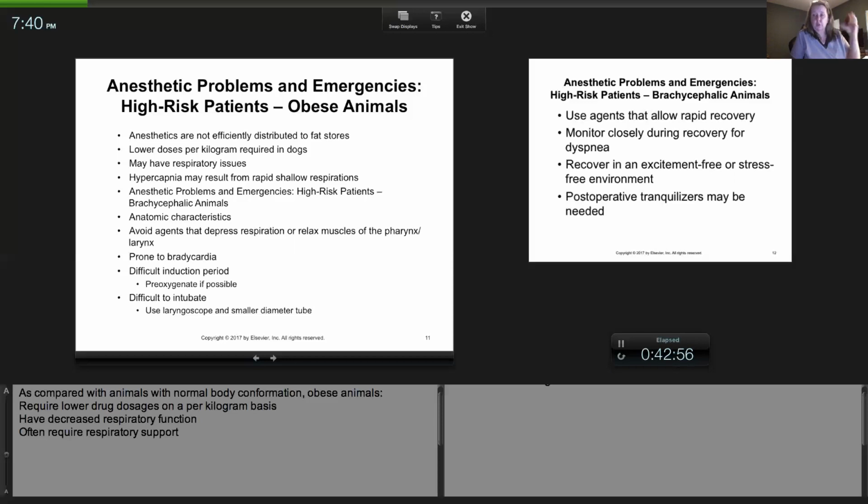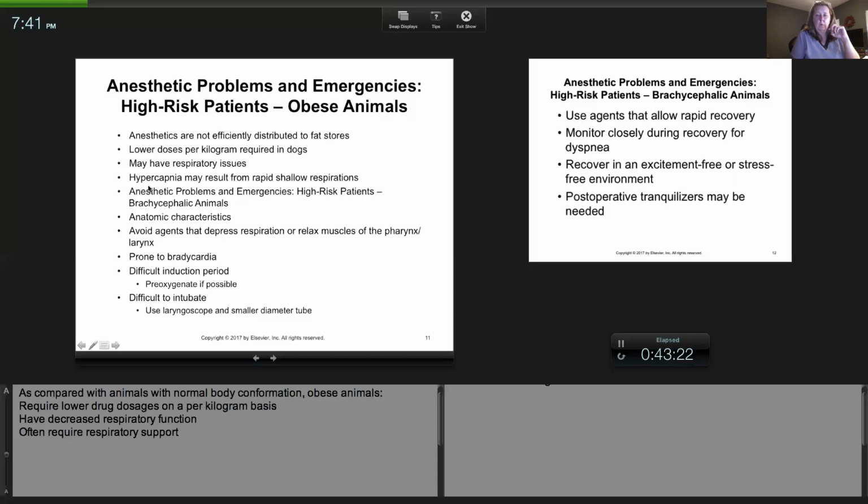So what we have to do is bag them more often and bag them more to get that CO2 down. And I use my CO2 as my guide. The more I breathe for them, it's going to help bring that CO2 down, and you're going to breathe deeper. Not past 20 centimeters of water.